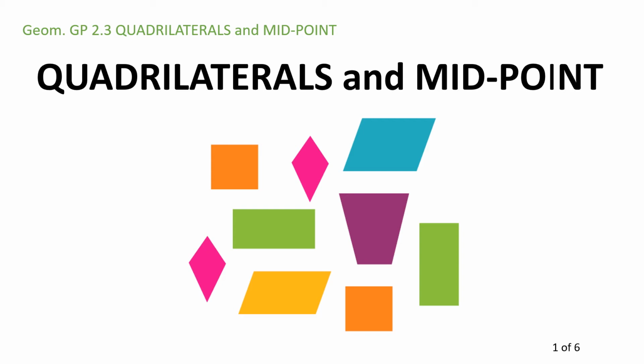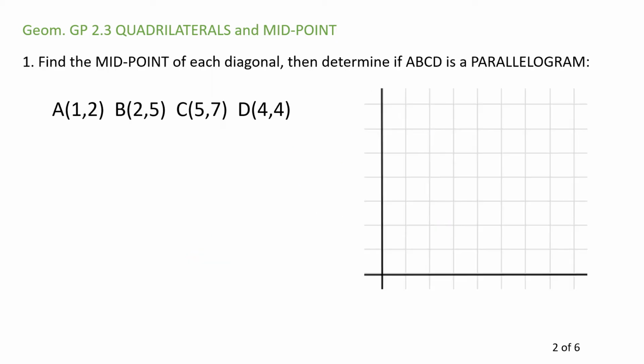Hello, geometry students. In this lesson, we continue to analyze quadrilaterals, and this time I'm going to use midpoint. Find the midpoint of each diagonal. Go ahead and graph this: over 1 up 2. Have to do it in blue, of course. 2, 5. 5, 7. 4, 4.